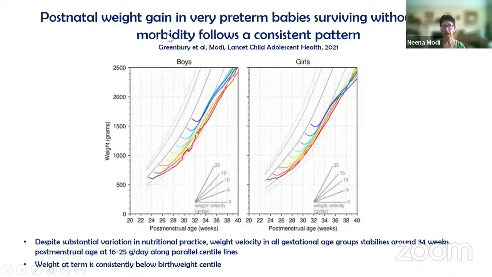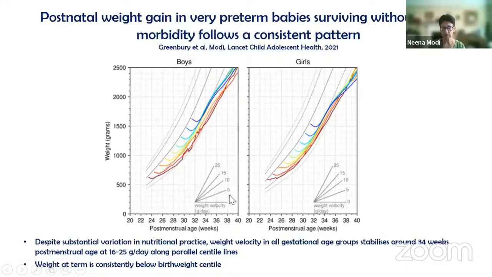This shows you the pattern of weight gain in very preterm babies surviving without major morbidities. So they had no ROP, BPD, or major brain injury. They had healthy survival. The colored lines depict babies of different gestational ages. So the brown lines are babies born at 23 weeks gestation, and the dark blue line represents babies born at 31 weeks gestation, and all the other gestational ages in between. On the right, you have girls. On the left, you have boys.